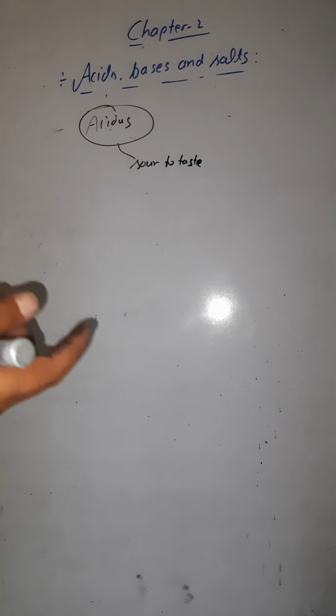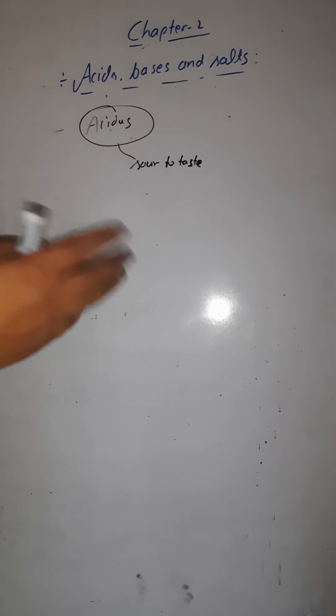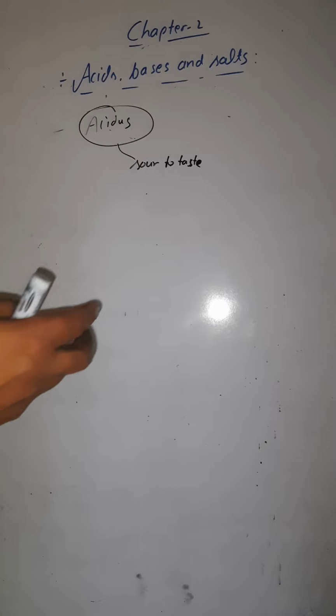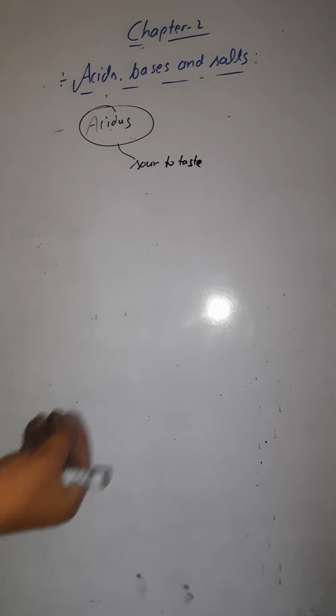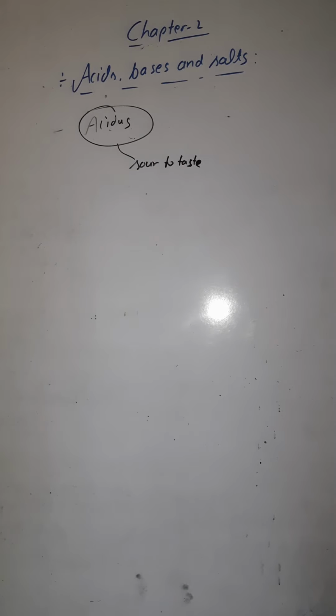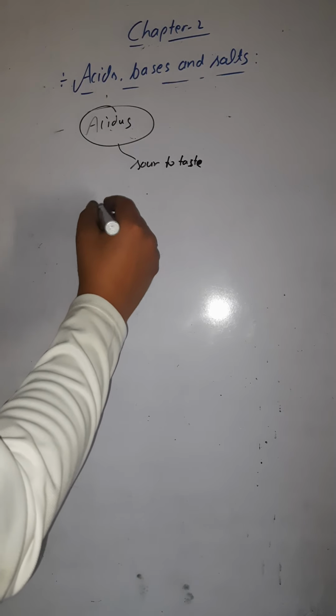If you taste lemon, it tastes sour. If you taste oranges, again it tastes sour. Tomatoes also contain some amount of acids. Like curd, if you taste curd, it again tastes sour, so it also contains some amount of acids. So we will find different types of acids in different substances. All these substances which taste sour and contain some amount of acids are called acidic substances, like orange and lemon. These are also called citrus fruits.